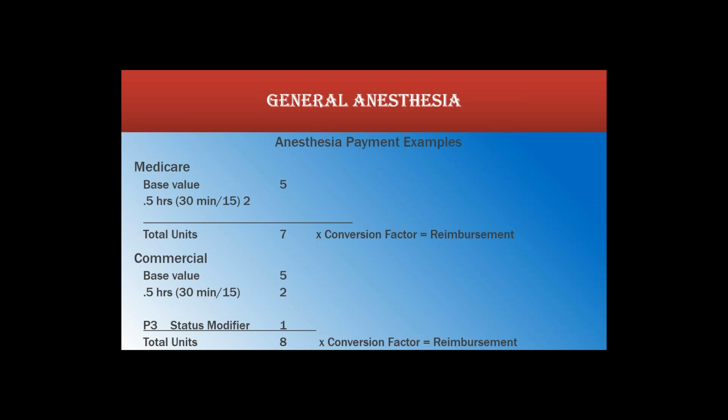If we take a look at a commercial payer, we would again have that base value of 5. We would take the 30 minutes, divide it by 15 to come to the same 2 time units. And then we would also have a P3 status modifier giving us 1 additional unit. The total units would be multiplied by the conversion factor, which would give us our commercial reimbursement.